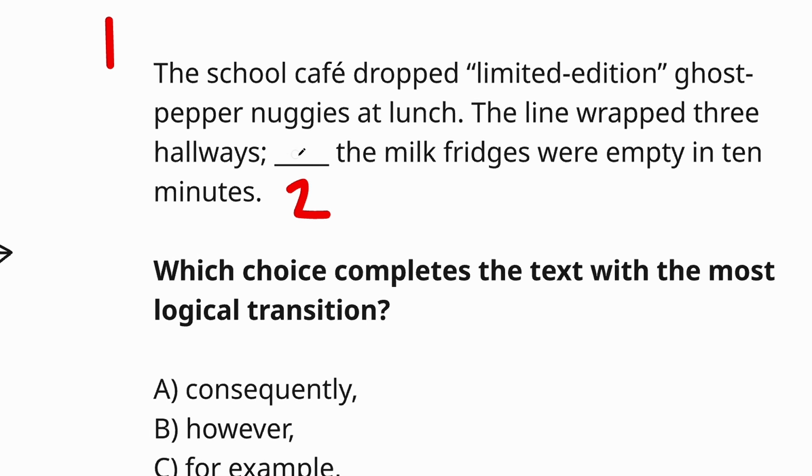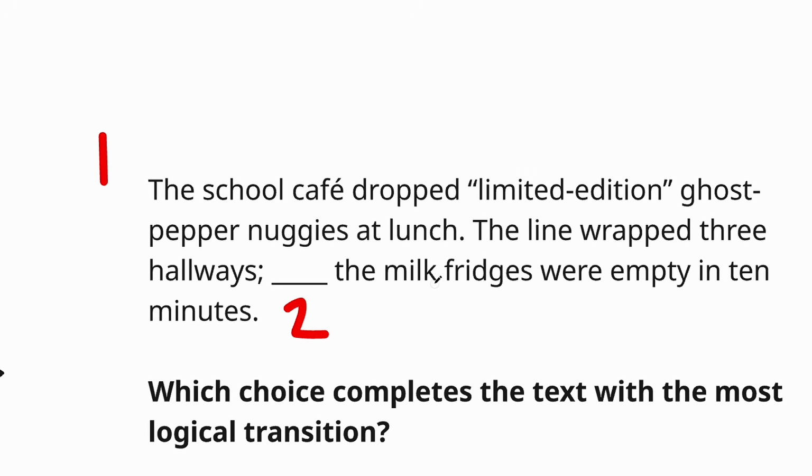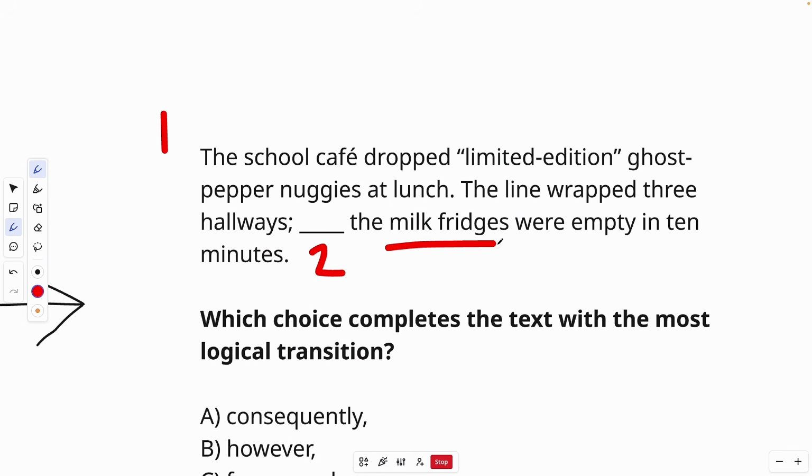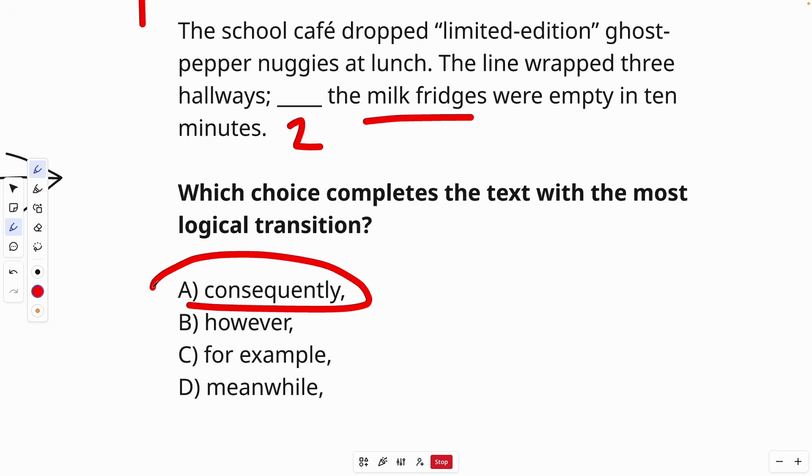I think it would probably be something like as a result or consequently, because we're saying that since they had these nuggies and they were so hot, they had to use all the milk to calm their tongues. Consequently is the right answer, so you pick it and move on.